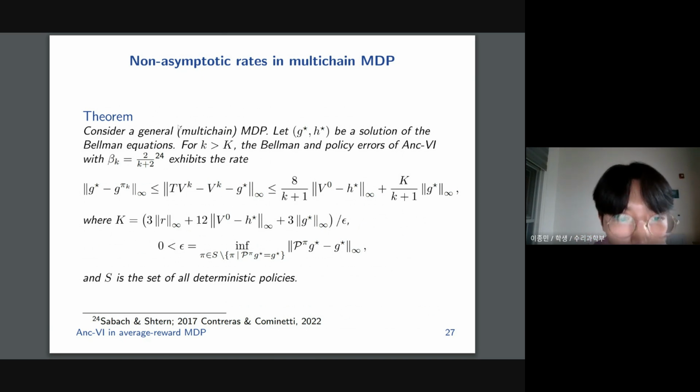And if you see the inequality, the left term is the policy error, and the middle term is the Bellman error, and the right term is a constant multiplied by 1 over k plus 1. Indeed, this inequality shows that our NBI exhibits the non-asymptotic rate. However, there is some requirement.